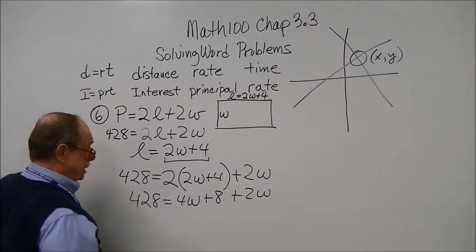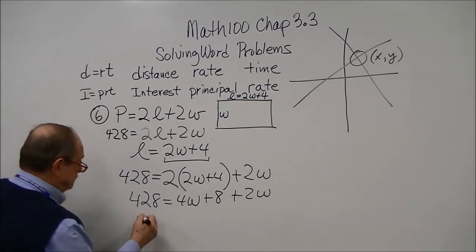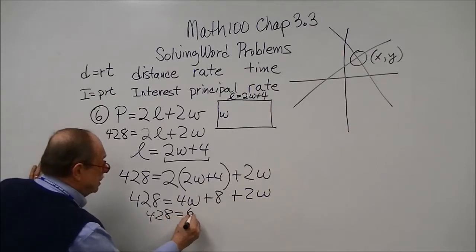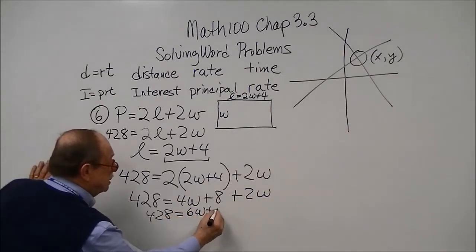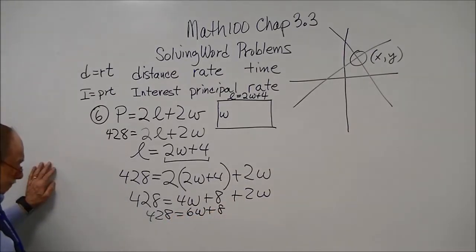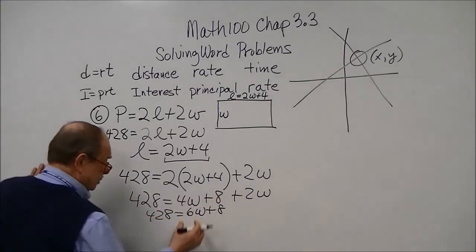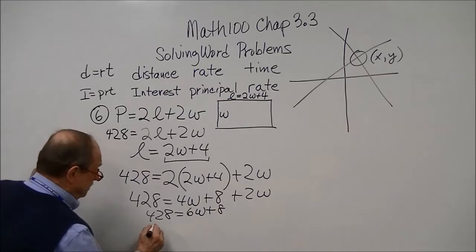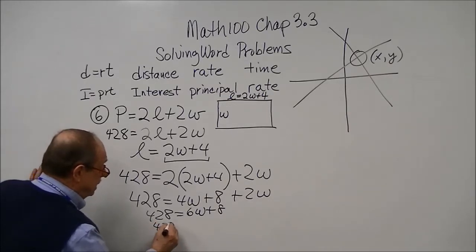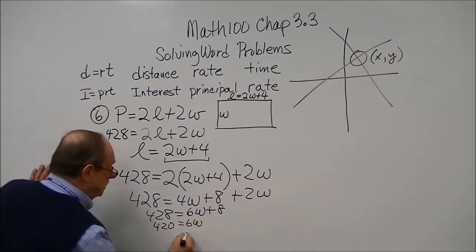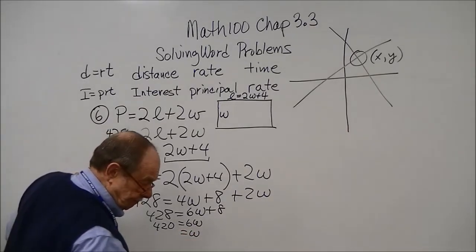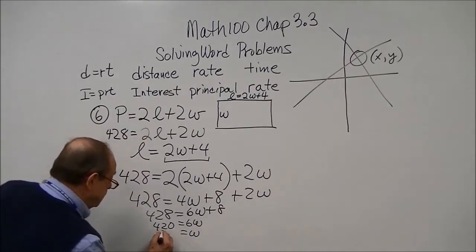And now we're going to collect like terms. That's our next move, and now we're going to transpose the 8. That becomes 420 equals 6w. So w equals 70.